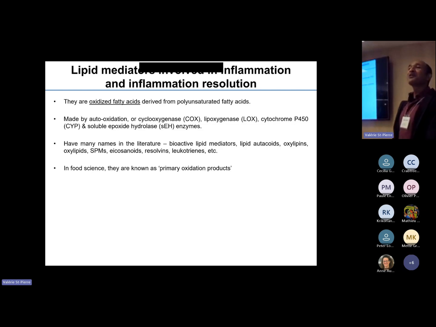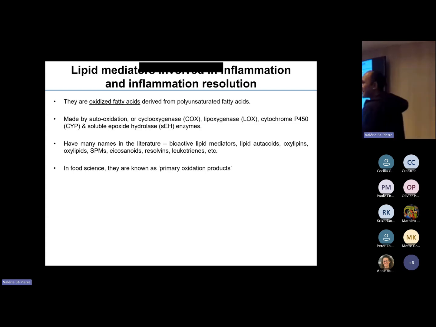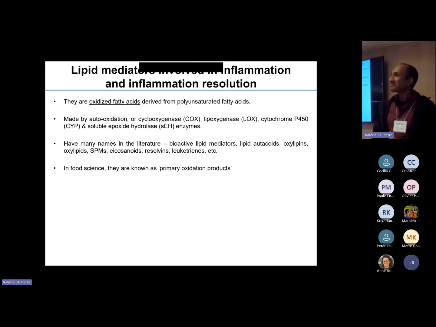Close. Specialized pro-resolving mediators are sold on Amazon for $40 American. So, yeah, they sell them. Use in the lab or to take? Yeah, to take as a supplement.